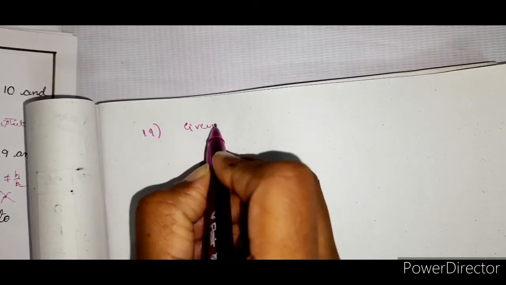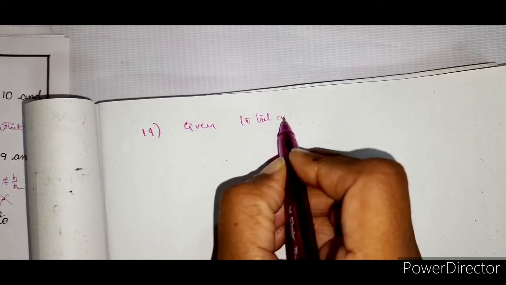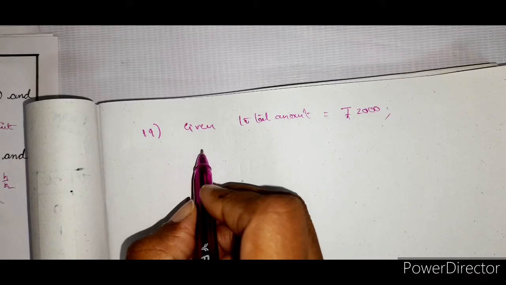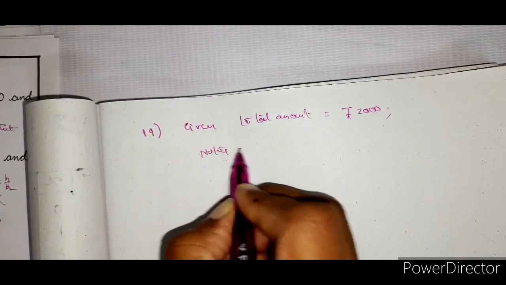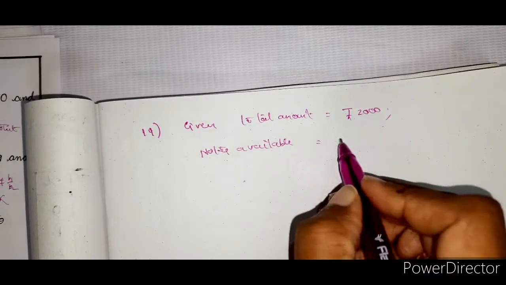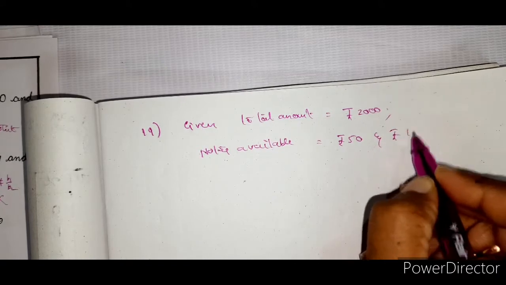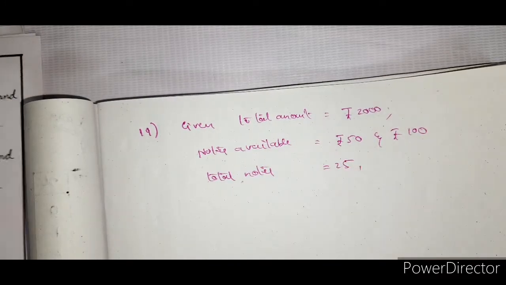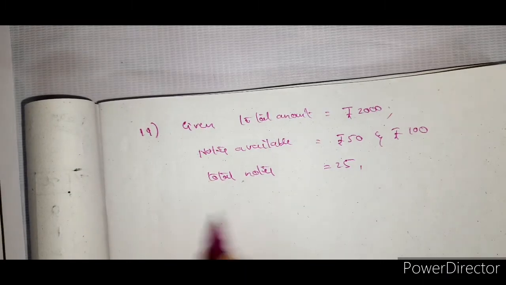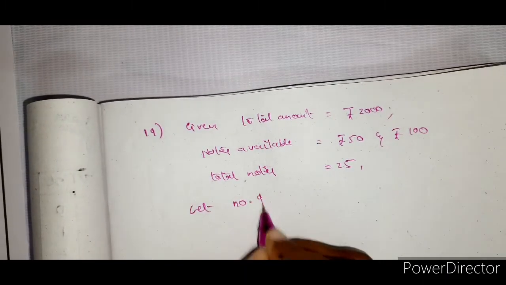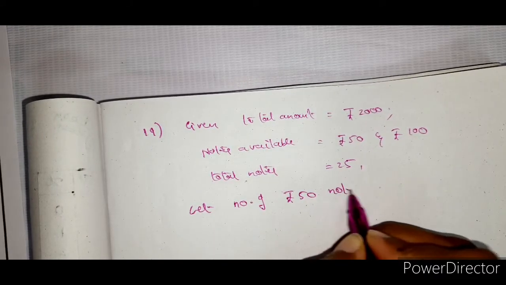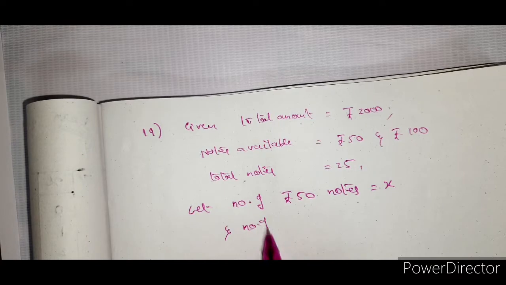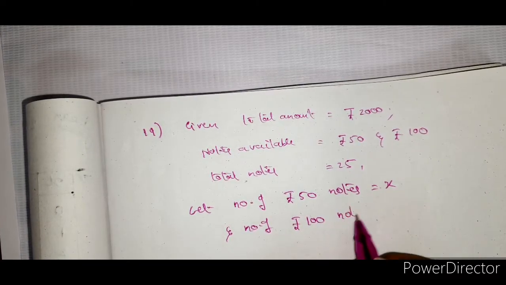So, given, total amount is equal to rupees 2000. Right. Notes asked for are rupees 50 and rupees 100. Total notes is equal to 25. So this is what is given. Okay. Now let us write our assumptions. Let the number of rupees 50 notes be equal to X, and the number of rupees 100 notes be equal to Y.